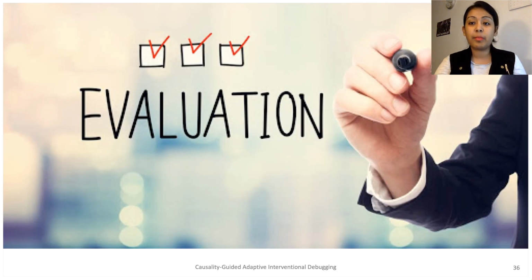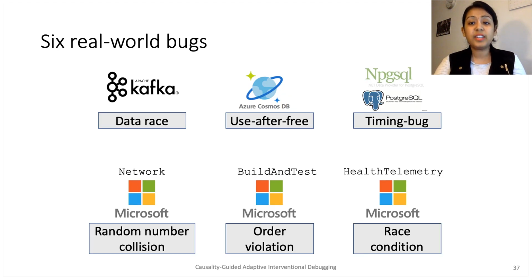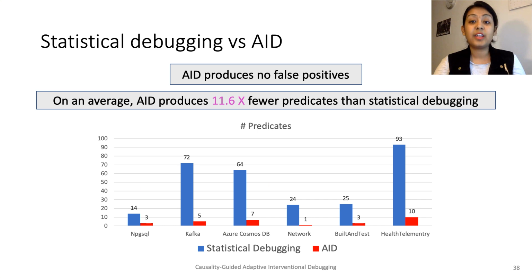I am done talking about the technical details of 8 and I will now proceed to present our evaluation results. We evaluated 8 on 6 real-world intermittently failing applications with different root causes. For all of them, 8 successfully found the root cause and the correct explanation. Here you can see that the number of predicates reported by statistical debugging is much more than the number of predicates in the actual causal chain. This is because statistical debugging reports many false positives, but 8 always found the predicates in the actual causal chain correctly.